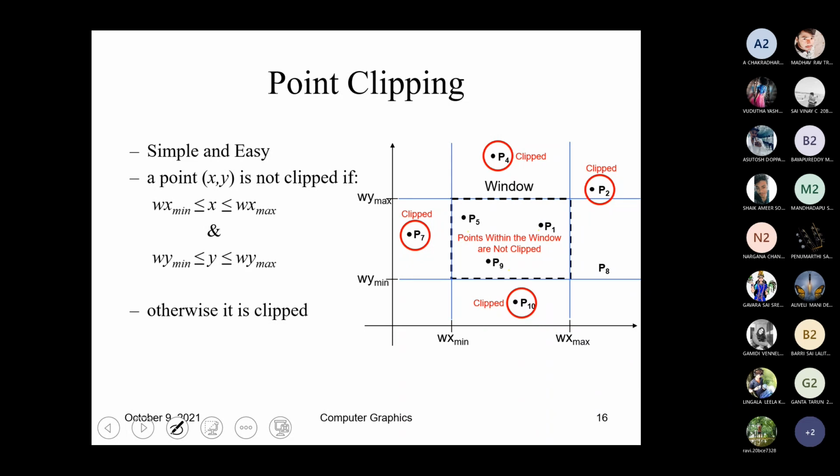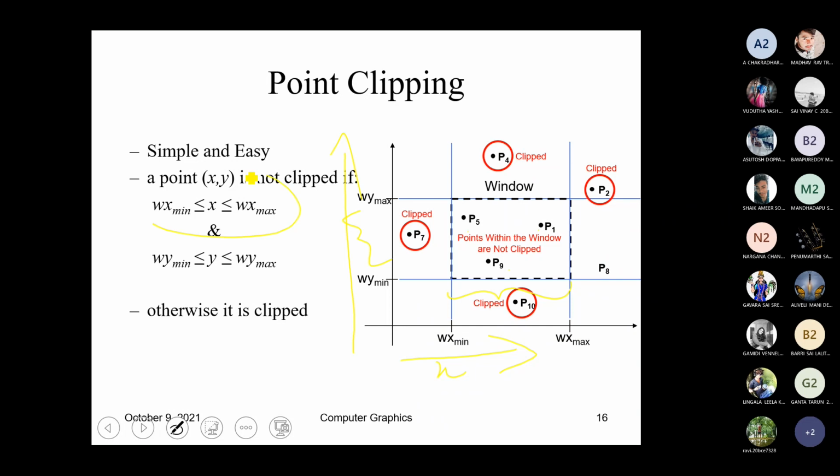What points should be clipped? It's easy and simple. Consider a point x and y, which is not clipped if the x value is between your x min and x max. The same way, your y value should be between your y min and y max. It should be inside this; the remaining all should be clipped off.